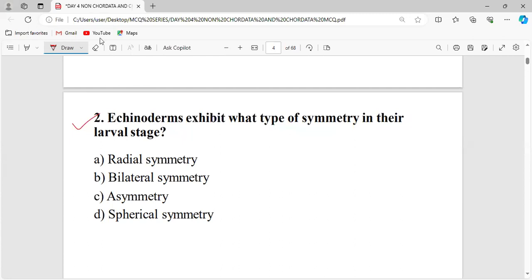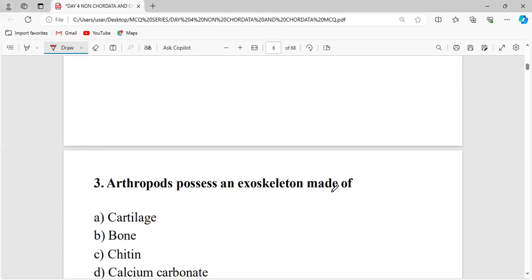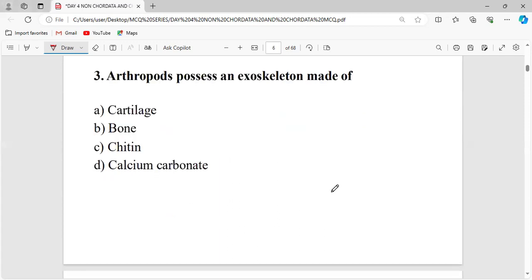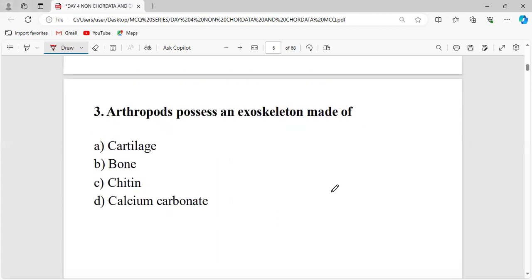What is that? Very good. In the larval stage, they exhibit bilateral symmetry. In the adult stage, they exhibit radial symmetry. And as background information, you have to read the symmetry of all the organisms with respect to all the phyla in the animal kingdom. That is an important thing. Don't mind if the options are wrong, just confirm that you know the answer. And the PPT is very important. Revise the PPT, and after revising the PPT, you have to solve the questions.